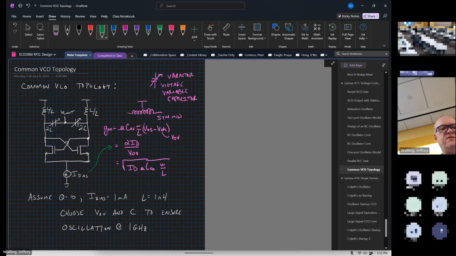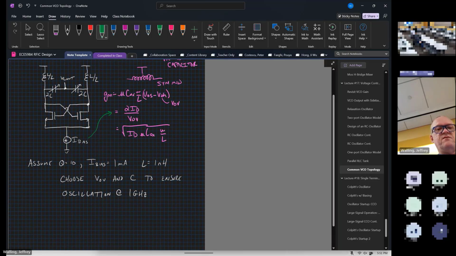So you can imagine that if you assume a quality factor of 10, a bias current of 1 milliamp, and an inductance of 1 nanohenry, you can calculate some VOV and some capacitance to provide an oscillation at 1 gigahertz. You can go through and do that exercise a little bit later. I'll fill in what the values need to be, but it's pretty trivial algebra, or arithmetic really, to calculate how to make an oscillator.